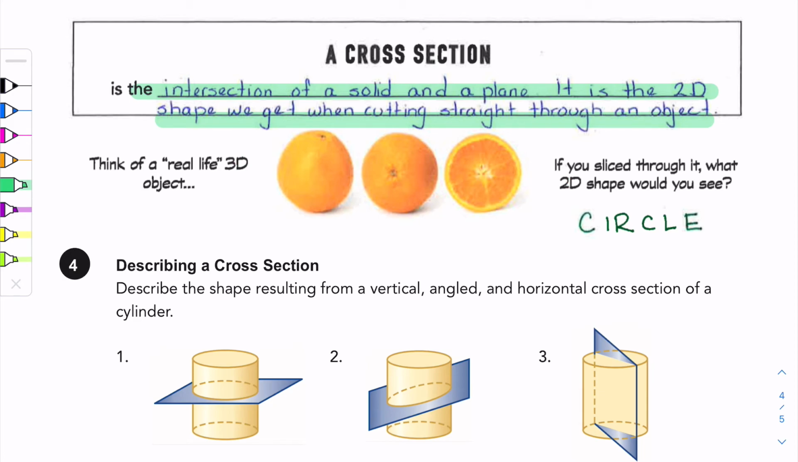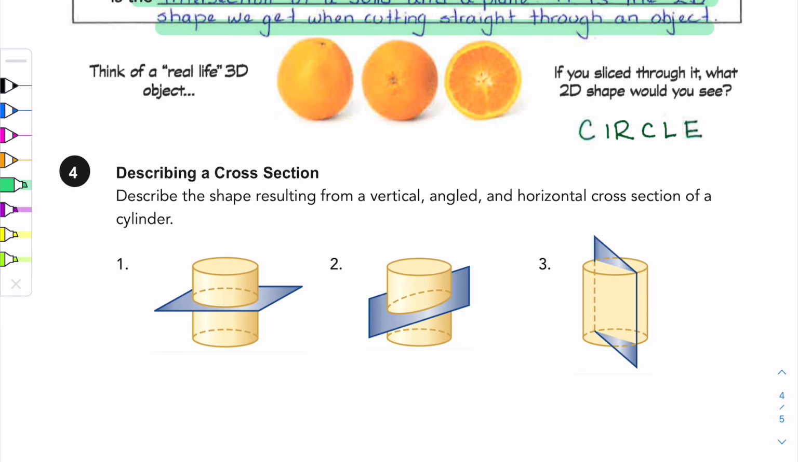So if I was to bring in an orange and cut an orange in half, and you were to look at this figure right here, what would you say the two-dimensional object would be? And hopefully you would all agree that that is a circle. So you would say the cross-section of an orange is a circle.